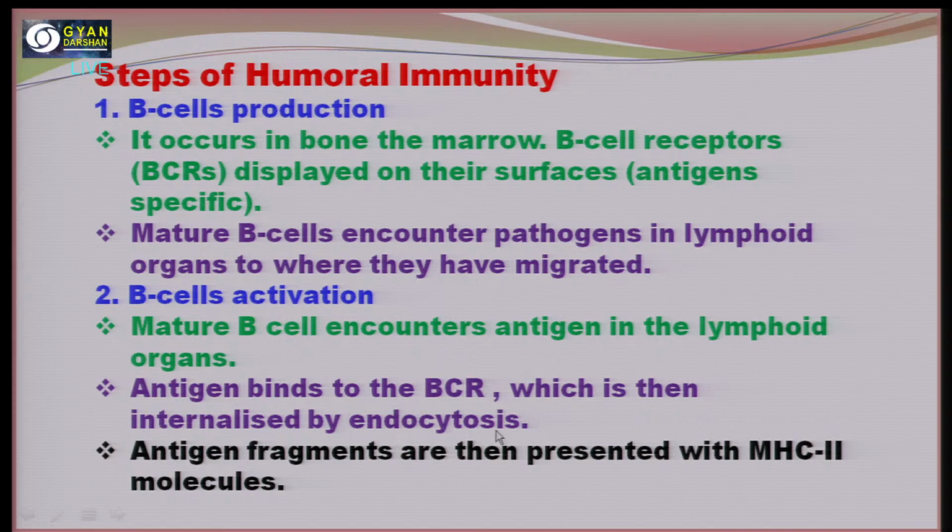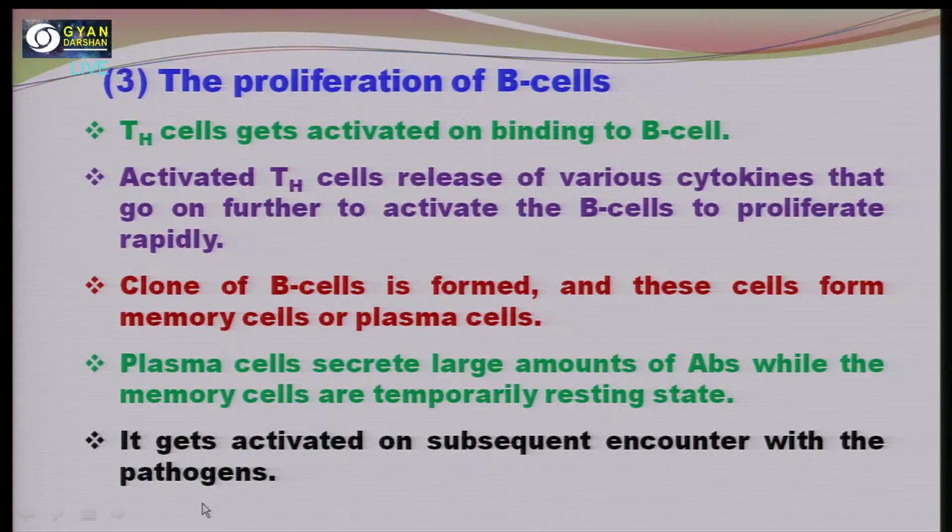What is endocytosis? They are able to internalize your antigens through the BCR. The antigen fragments are then presented with the MHC class II molecules. For the proliferation of the B cells, the T helper cell gets activated on binding of the B cell.